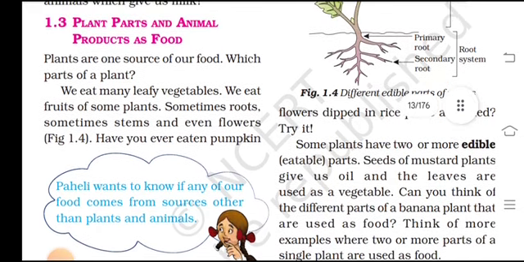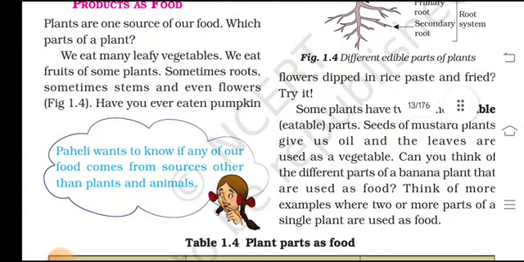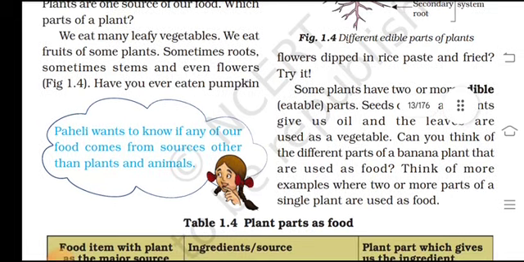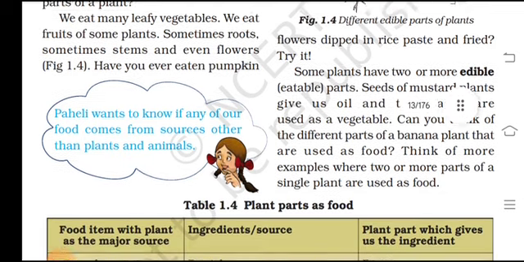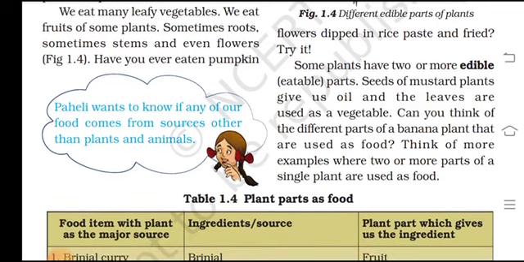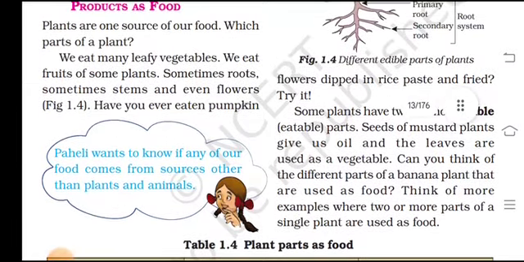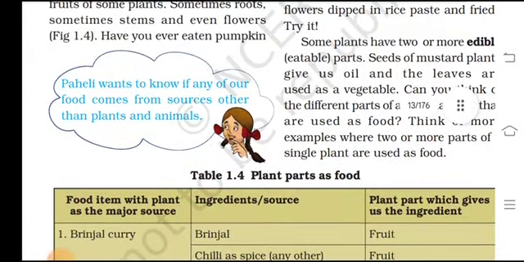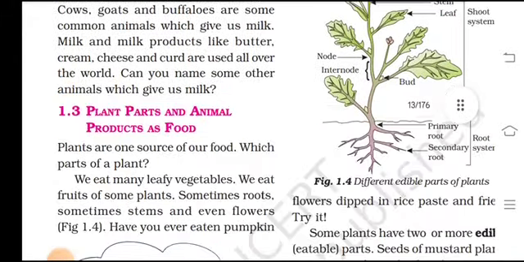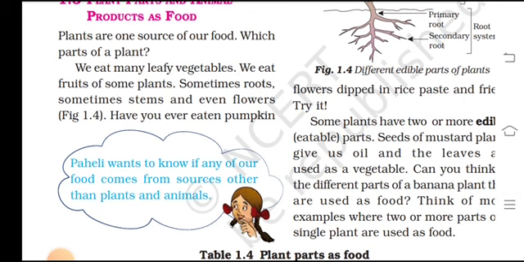1.3 Plant parts and animal products as food. Plants are the main source of our food. Which parts of the plants do we eat? We eat many leafy vegetables, we eat the fruit of some plants, and sometimes roots, sometimes stems and even flowers. Have you ever eaten pumpkin flowers? Paheli wants to know if any other foods come from sources other than plants and animals.